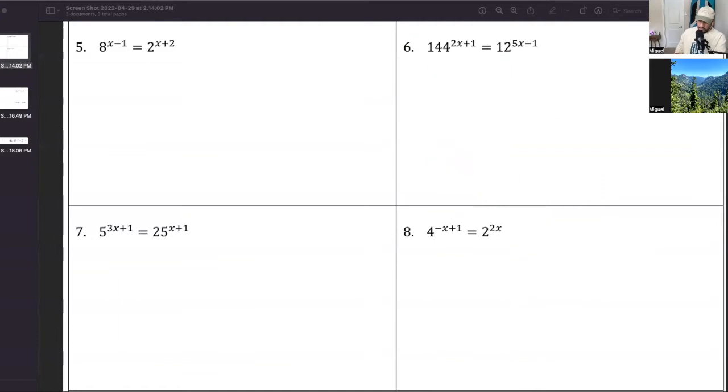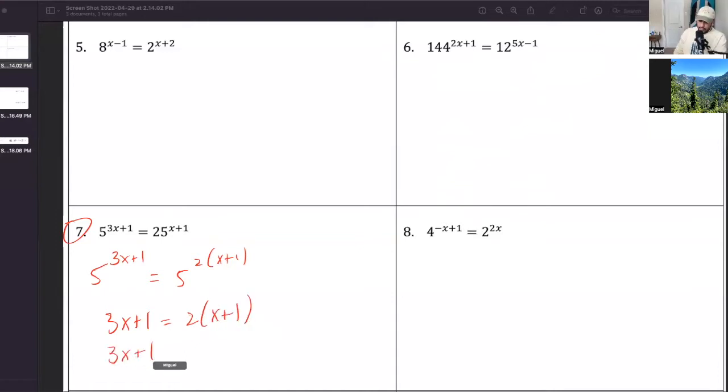All right, let's do the one on the bottom, number 7. We have a 5 on the left, and 25 as the base on the right. So the left side can stay the same. The right side is going to become 5 squared to the power of x plus 1. Actually, I can just take the exponents and set them equal to each other.